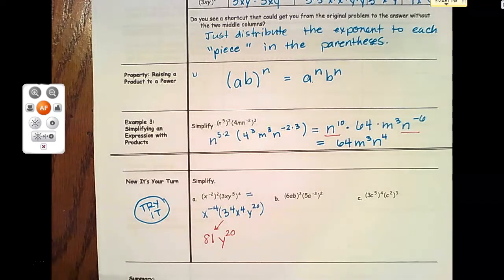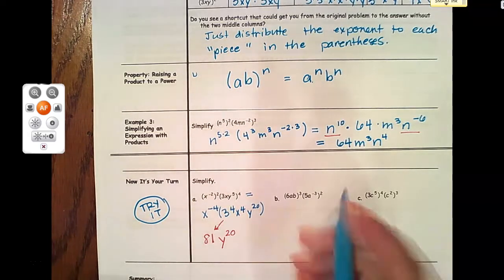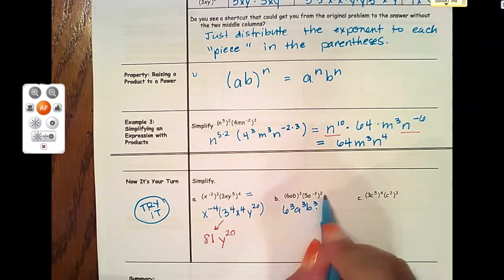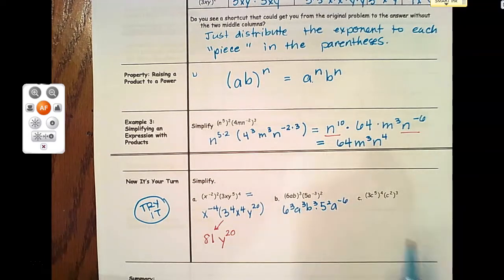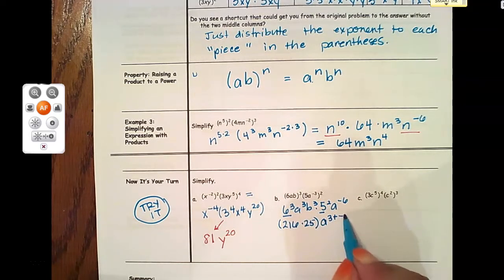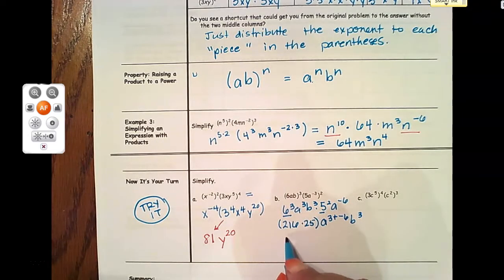Next one, I've got 6 to the 3rd, a to the 3rd, b to the 3rd. And then here I've got 5 squared, a to the -3 times 2, or a to the -6. So 6 to the 3rd power, that's going to be 216. And then 5 squared is 25. So I'm putting all my numbers together. A to the 3 plus -6, and b, looks like I just have one b to the 3rd power. So my number part is 5400, a to the -3rd, b to the 3rd.